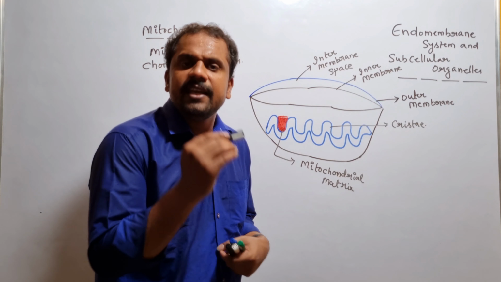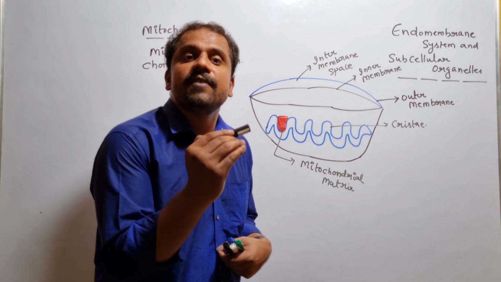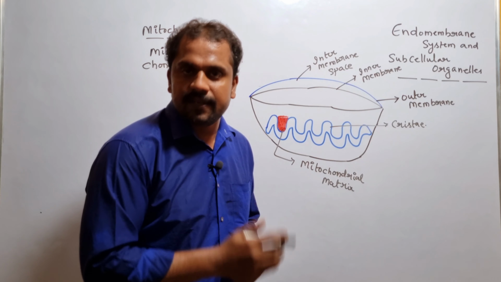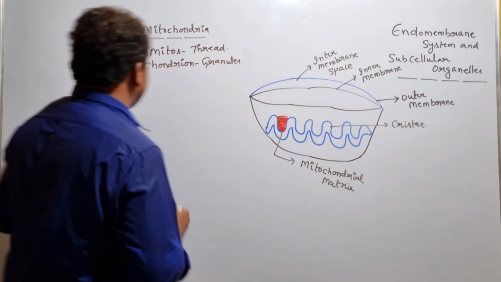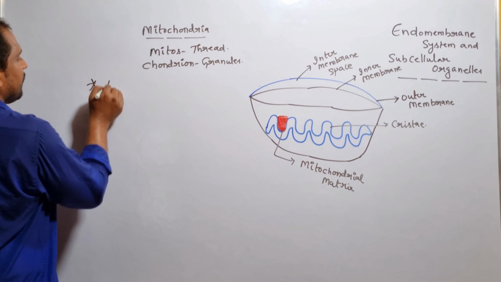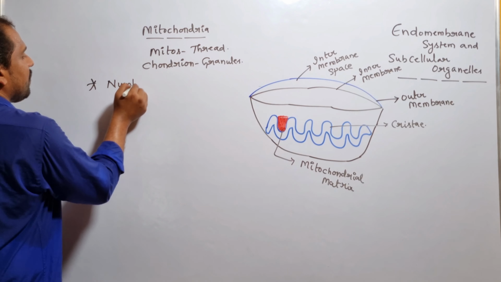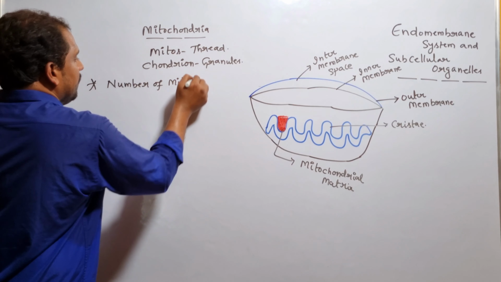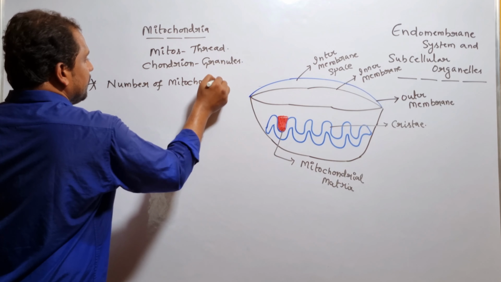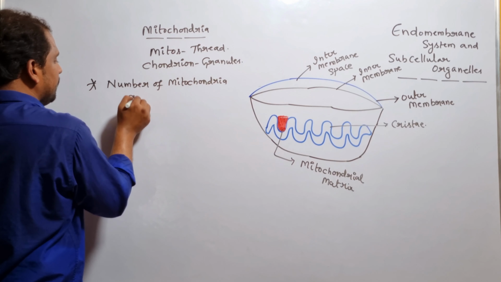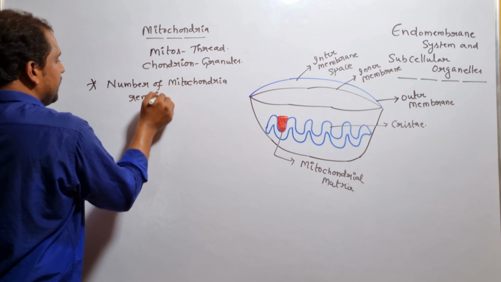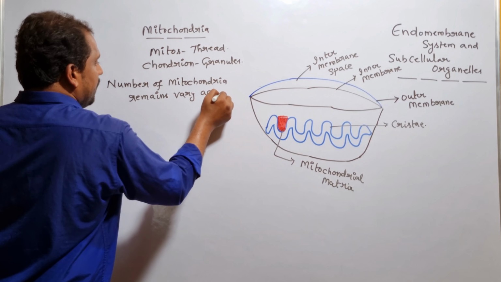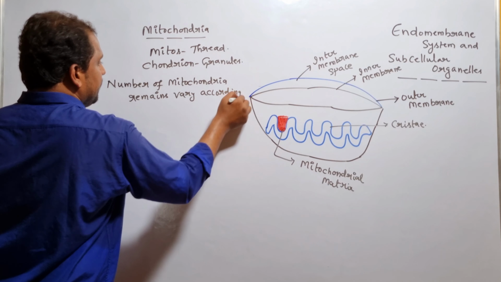Is it clear? The number of mitochondria varies according to the physiological activity of the biological cell. So let me write it here. Number of mitochondria varies according to the physiological activity.